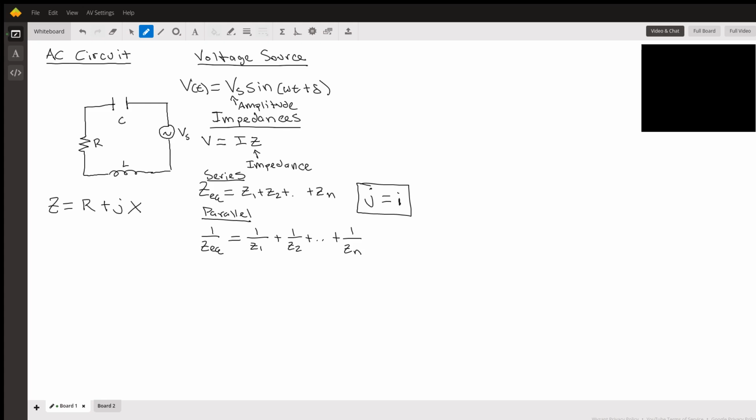All right, and so the next thing to talk about is impedances. So impedances are analogous to resistances in a DC circuit, right? So in a DC circuit we can write Ohm's law this way, right? V equals IR. But now down here we can see that we have V equals IZ. So the impedance is kind of taking the place of the resistance in an AC circuit.